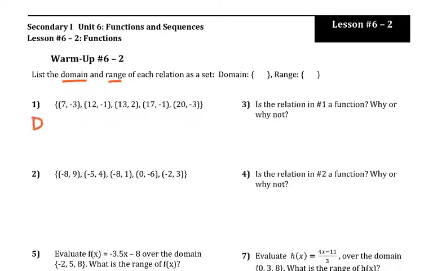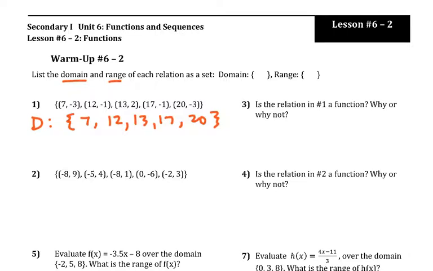And so first of all, we're going to say the domain, and I'm going to list all the domain numbers. So 7, 12, 13, 17, and 20. And when you do that, you do want to put them in order. Again, it's an organizational tool.